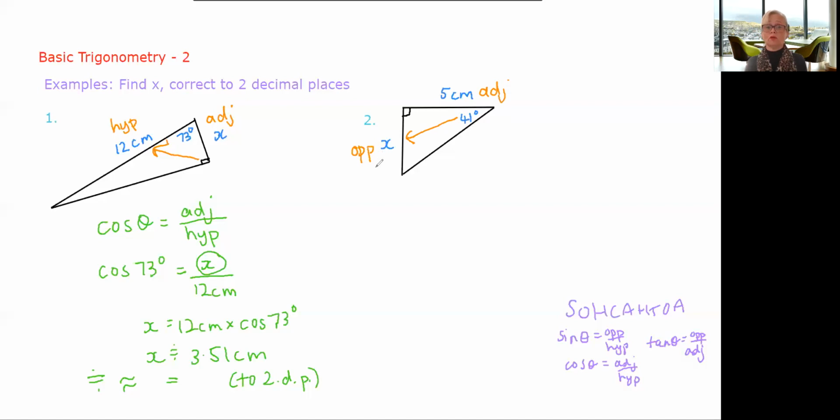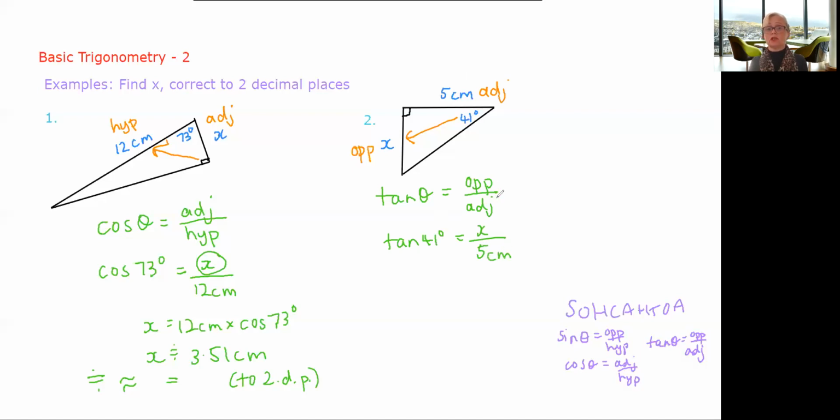What rule do we use that involves opposite and adjacent? We use our tan rule. So let's write that down. So tan of theta is opposite side on adjacent. Now we do our substitution step. So our theta in this case is 41 degrees. Our opposite is our x. Our 5 centimetres is our adjacent.